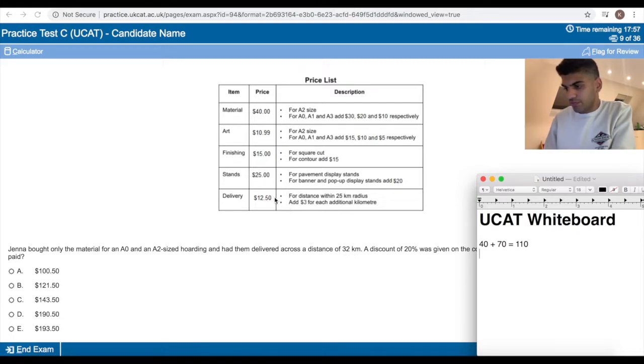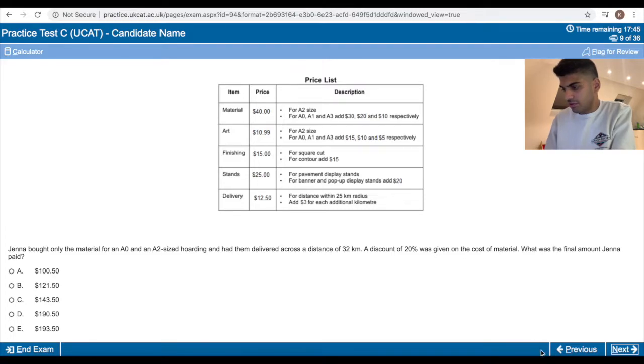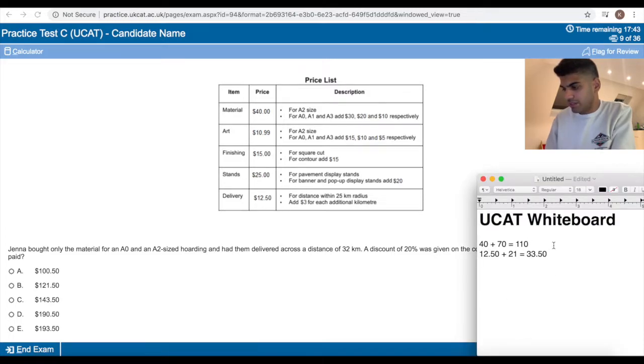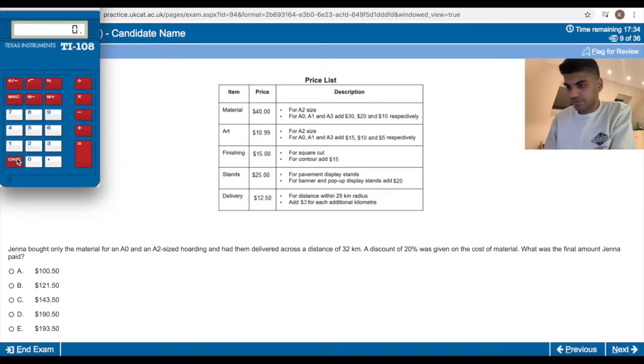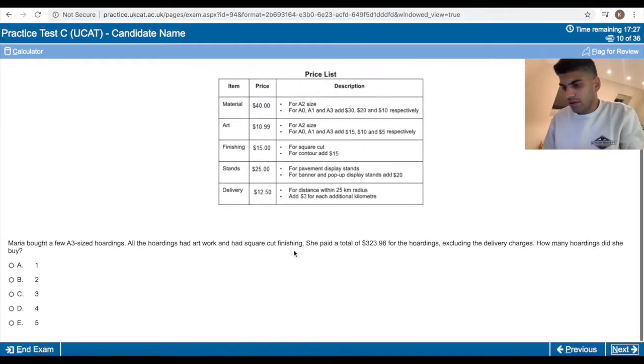So that's 12.50 plus 7 kilometers excess times 3 is 21, okay, which equals £33.50, and the discount was given on just the cost of material, so 20% discount on that. So you minus 22 from that, which is 88. So 88 plus £33.50. Okay. So £121.50. Great.